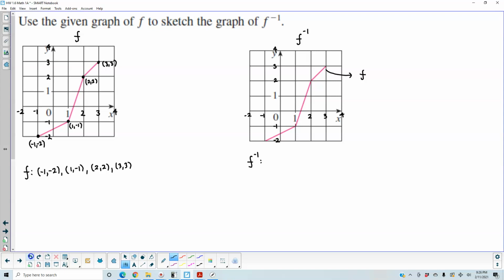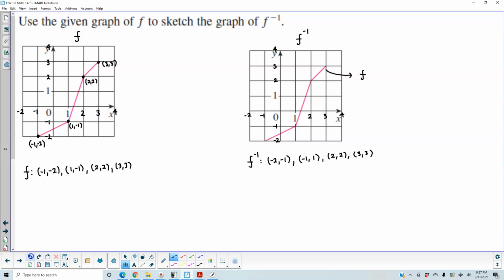So with f inverse, we just need to flip the ordered pairs. So we have now -2, -1, and then we have -1, and then +1. And then 2 and 2 remain the same. And then 3 and 3 remain the same because they're both the same value. So let's go ahead and plot those points.